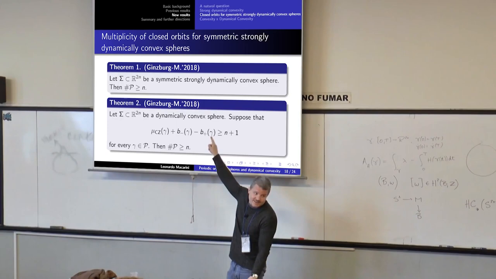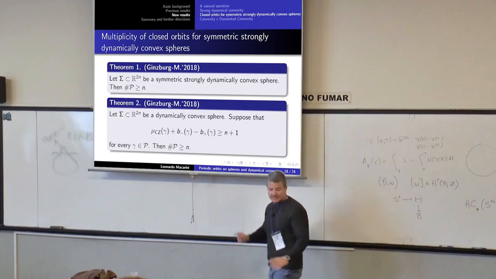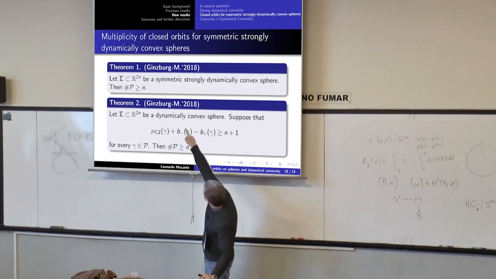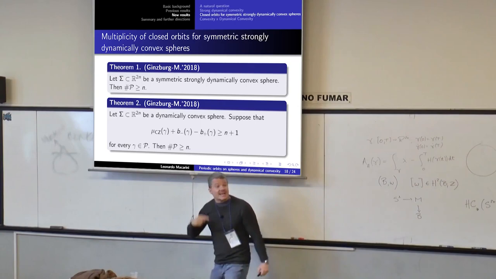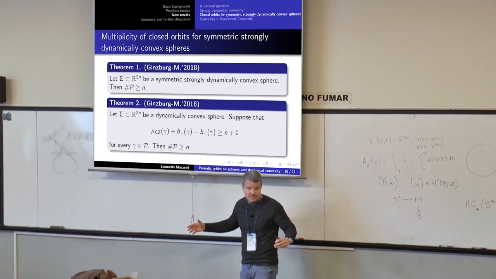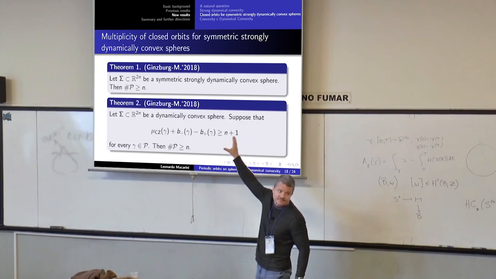But notice that this condition is stronger than the first one. Why? Because remember, strong dynamical convexity means that it's dynamically convex, and you need this condition for the symmetric orbits, and only for the second iterate of the non-symmetric orbits. But here in the second theorem, we are supposing this condition for every simple periodic orbit. So it's a stronger condition. Under this condition, you get at least n orbits. But we don't assume symmetry in the second theorem.